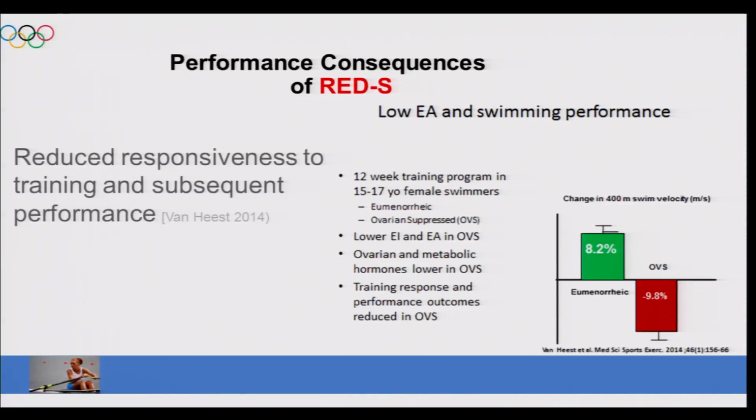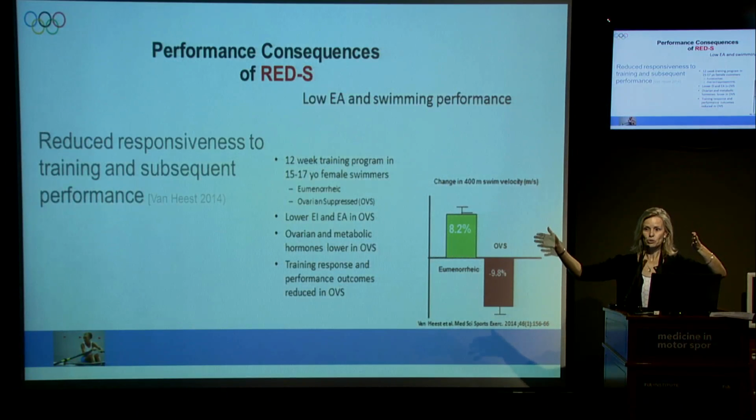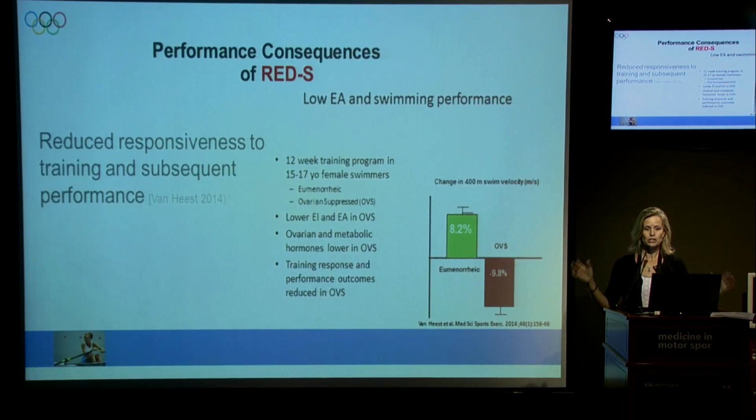And the lower energy intake and energy availability obviously were in the ovarian suppressed group, and the metabolic hormones were also lower in the ovarian suppressed group. So at the end of the 12-week training, beforehand they had a time trial, and after the 12-week training, so both groups got the same training program. At the end of the 12 weeks, they had another time trial. So it's a strictly objective measurement of performance and looking at the training response and performance outcomes.